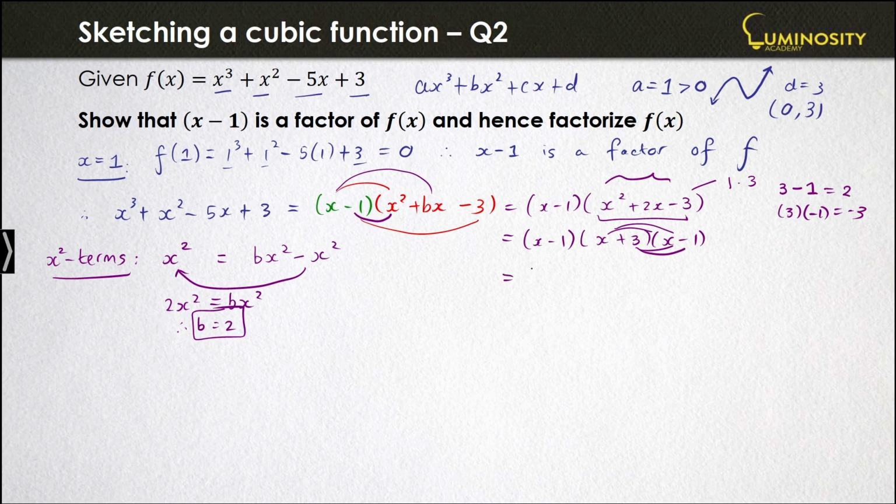So we have here two factors of x minus 1. So it's x minus 1 all squared, because you're multiplying x minus 1 by itself, times x plus 3. That is the fully factorized form of the cubic function given by f.